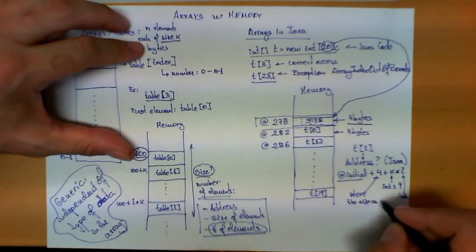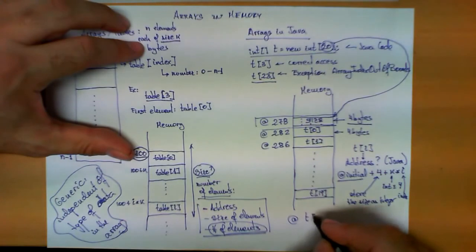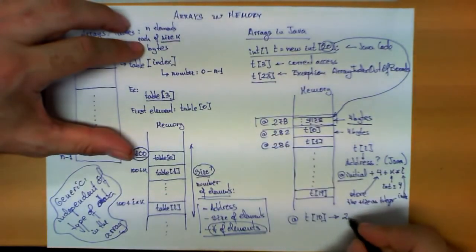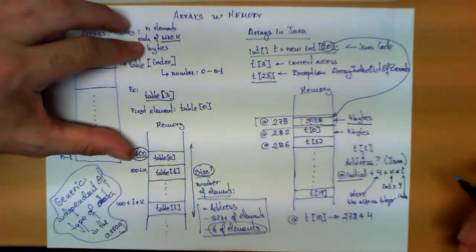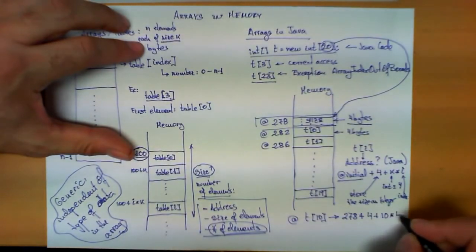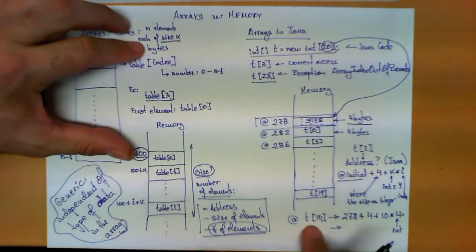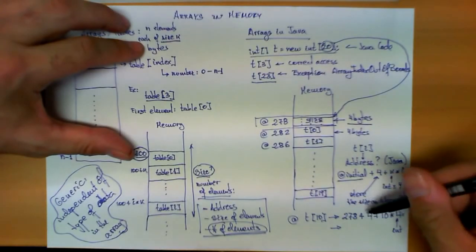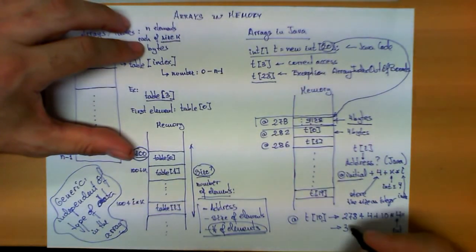size as an integer. So in this example, the position t of 10 will be computed as initial address 278 plus 4 to account for this cell here, which contains 4 bytes, plus 10 times 4, because I'm storing integers, and therefore the address in which t of 10 is stored for this array starting in position 278 is 278 plus 4 plus 40, which is 322.